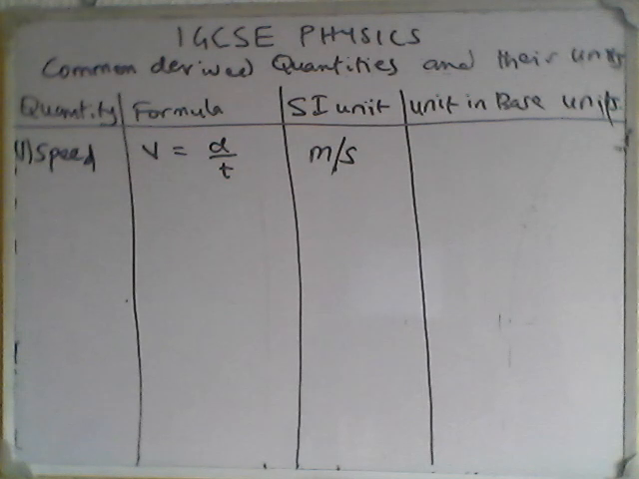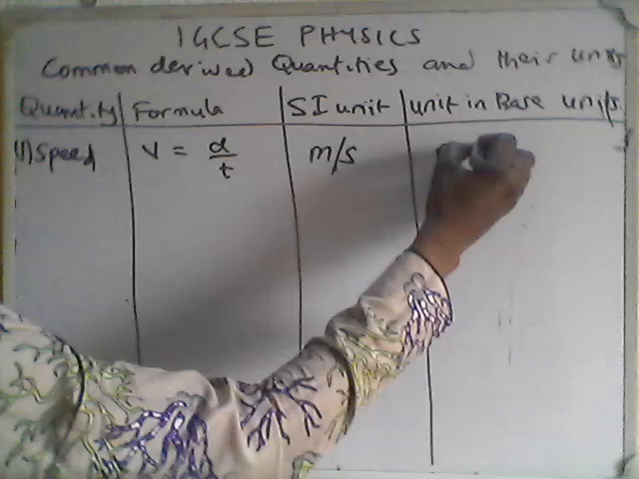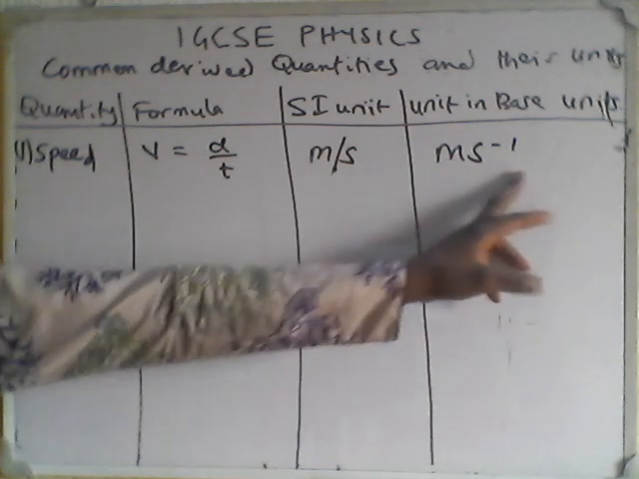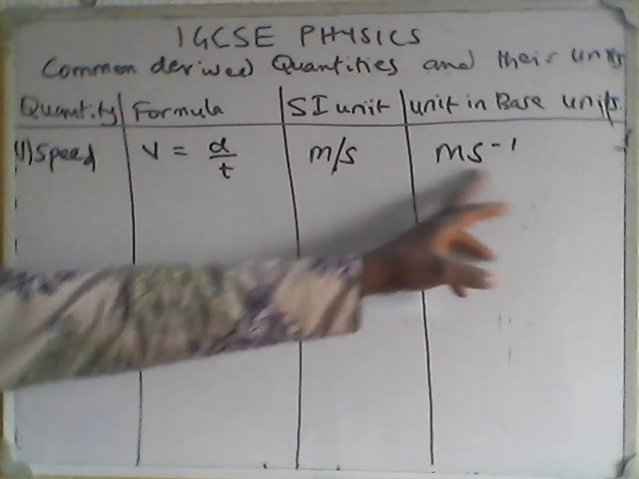The unit symbol is like this, m s raised to power minus 1. So this is how you put it, meter per second. This is how you write it in a linear form.